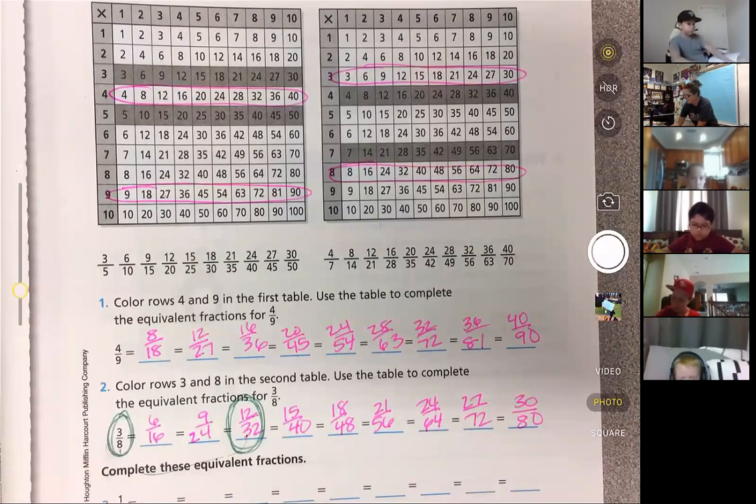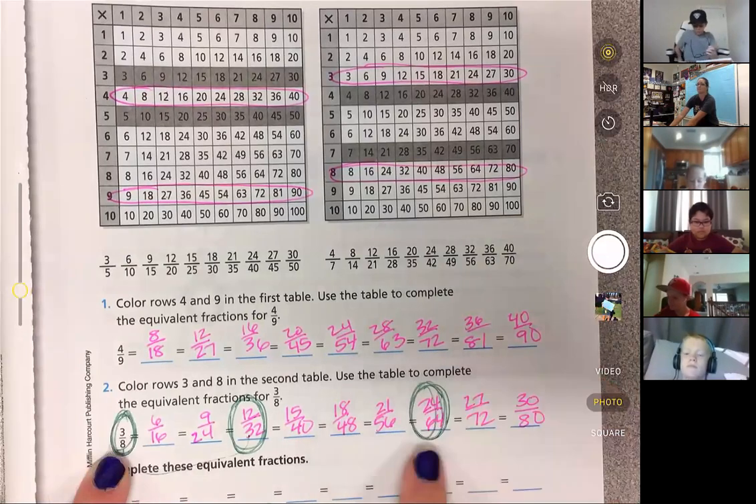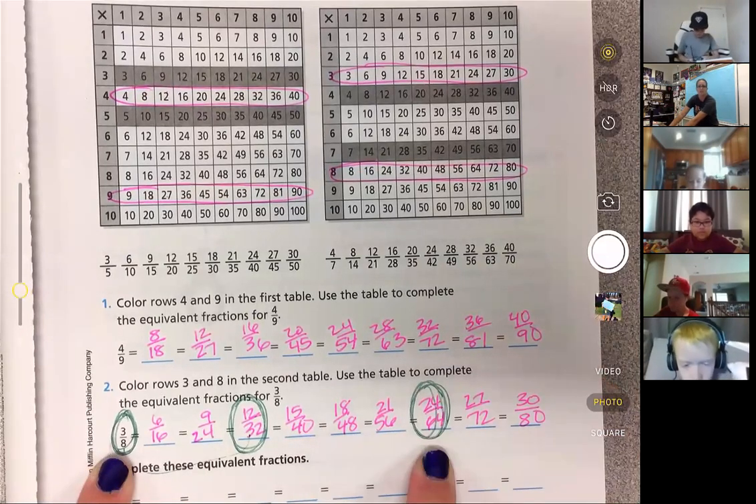Let's compare our 3/8 again to, how about 24 over 64? How do I get from 3 to 24?